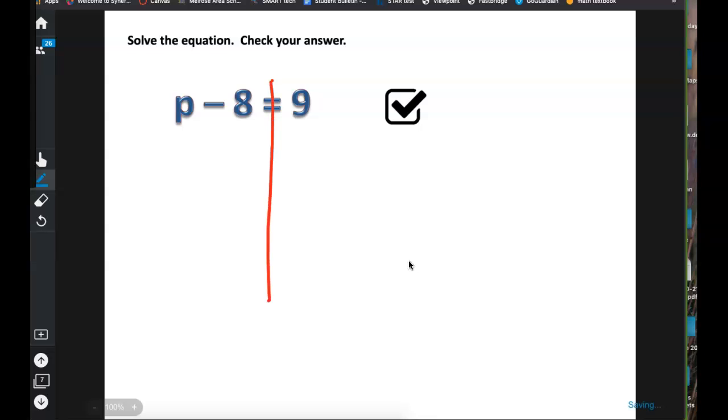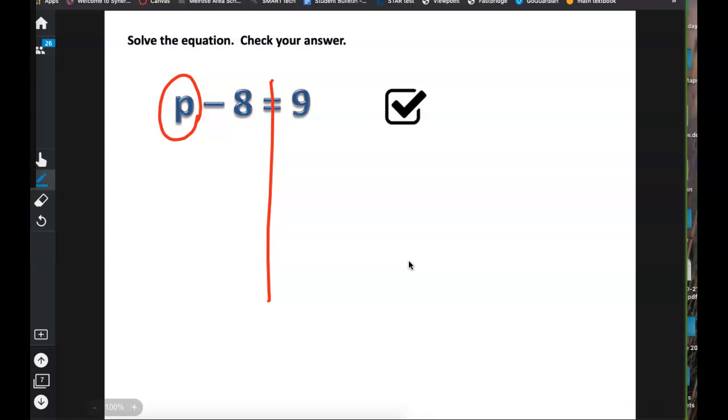Draw a line by the equal sign. Okay, that's always going to be our first step. We're going to draw that line, and then we're going to circle the letter. The letter is p, that's our variable. We want to get that by itself.